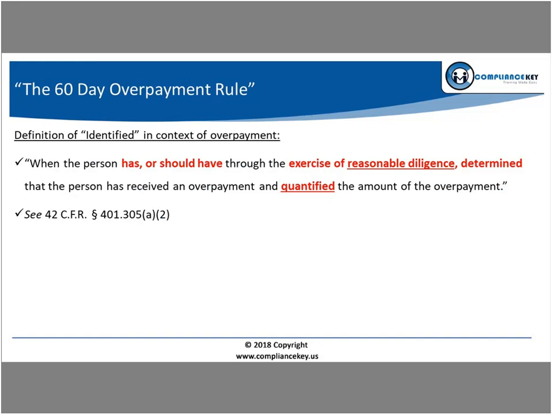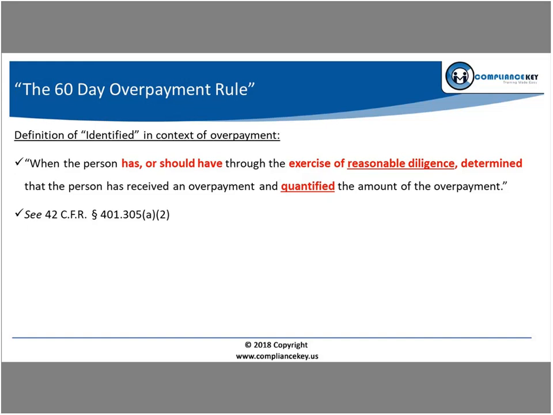When we're talking about the 60-day overpayment rule, timing is obviously going to be really critical, and it's tied into knowing what is meant by the word identified when it comes to the overpayment. And so under the regulations, identified is when a person has or should have through the exercise of reasonable diligence determined that the person has received an overpayment and quantified the amount of the overpayment. So notice the highlighted words here, and that's where things can get tricky in making sure that you understand the time frames.